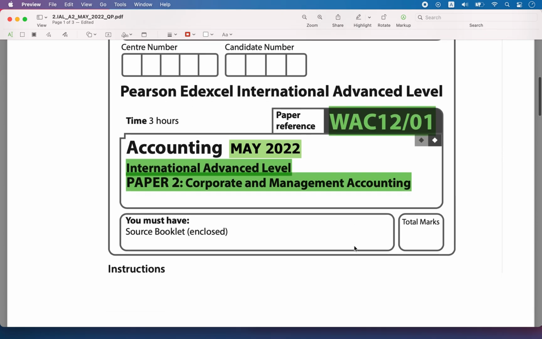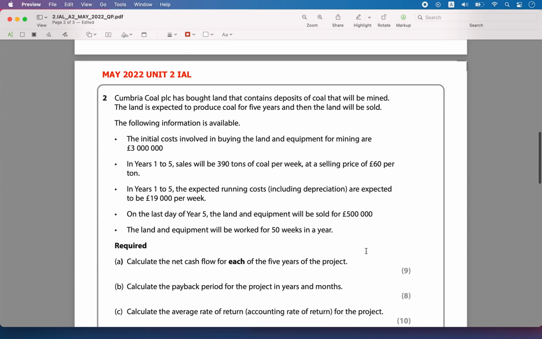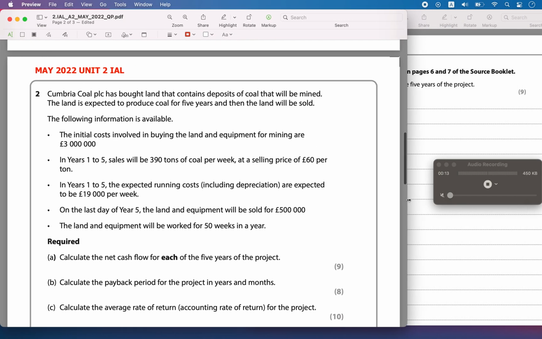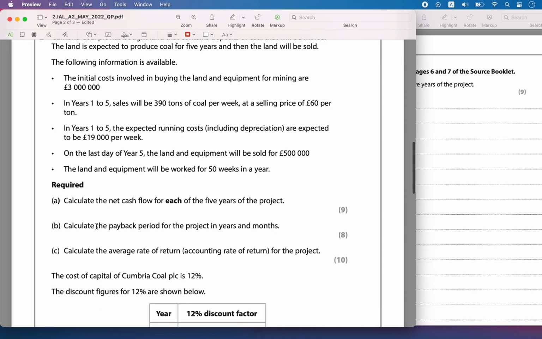Hello, today we are solving May 2022 Unit 2 IAL paper question number 2. Cumbria Coal PLC has bought land that contains deposits of coal that will be mined. The land is expected to produce the coal for 5 years and then the land will be sold. Some information is available about this land: the initial cost of the land, the depreciation, and the sale proceeds they will get from that land.